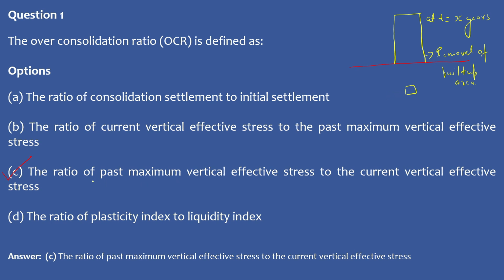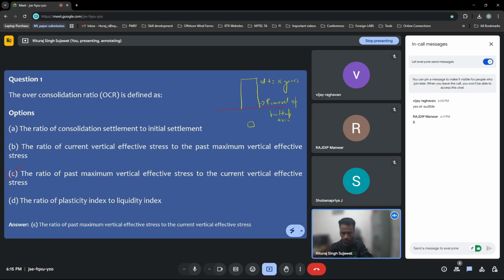So over consolidation ratio is nothing but the ratio of the past maximum vertical effective stress, whatever is available at this particular element, to the current vertical effective stress. This is how you define the over consolidation ratio. So the answer is C. Any doubt in this? It's intuitive by the definition itself.